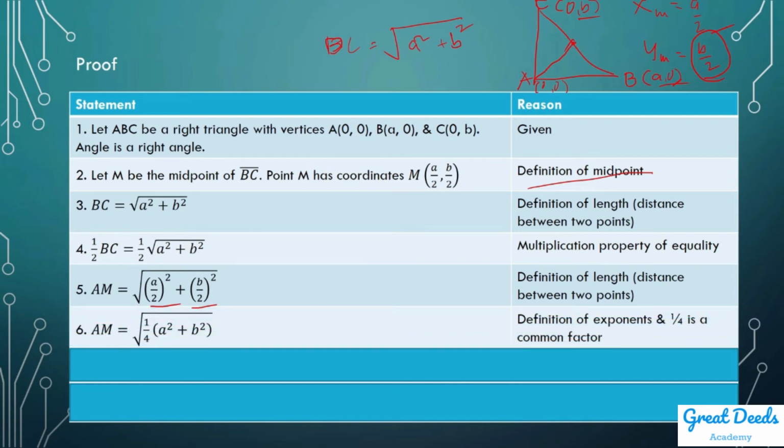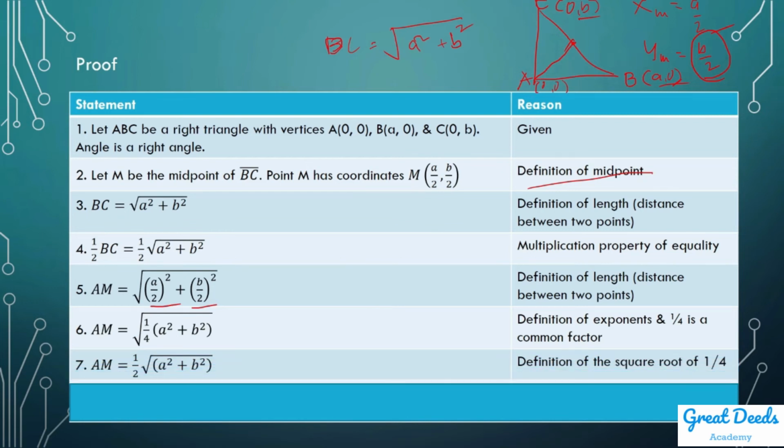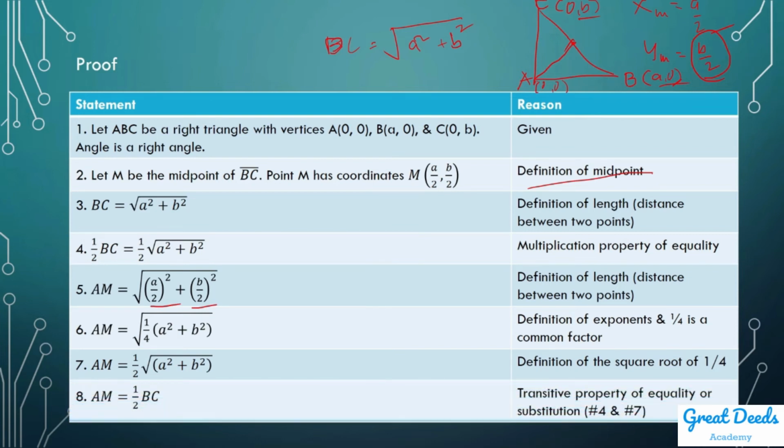The length of the median is equal to the square root of 1/4 of the sum of a squared plus b squared. Reason: definition of exponent, and 1/4 is a common factor. We just factored it out. And the length of the median is going to be equal to 1/2 times the square root of a squared plus b squared. Reason: definition of the square root of 1/4. And there you have it.